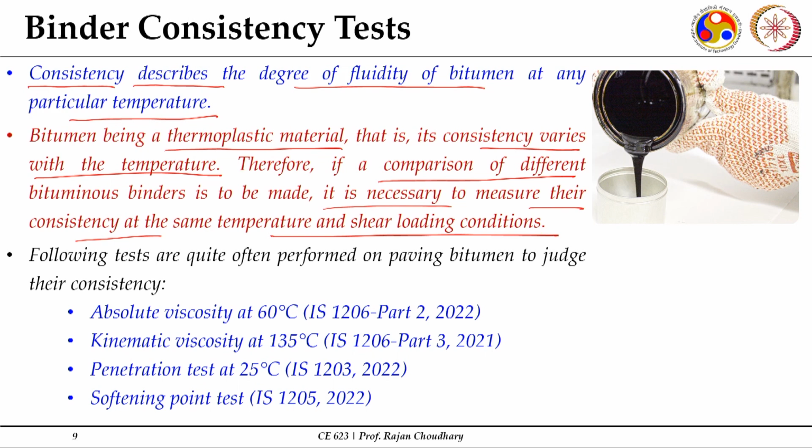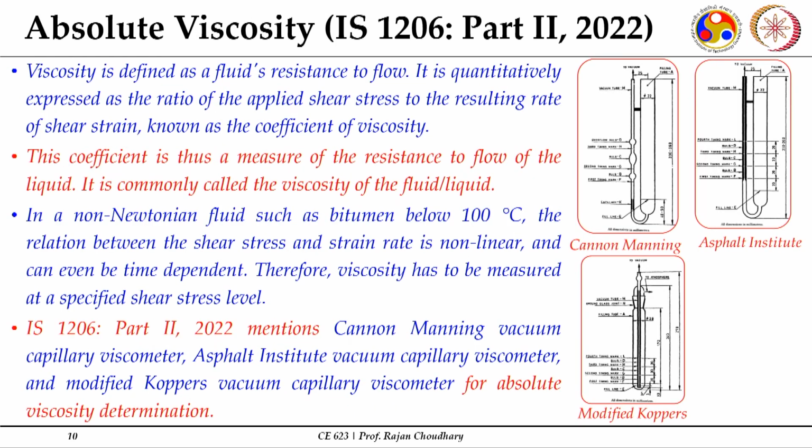Now, how do we ensure this fluidity or consistency of binders so that we can compare between different sources? There are 4 tests which are widely used. One is absolute viscosity measurement done at 60 degrees centigrade. Second is kinematic viscosity measurement done at 135 degrees centigrade. The other test is the penetration test done at 25 degrees centigrade, and the fourth one is the softening point test. These are 4 widely preferred tests for determining the consistency of bitumen.